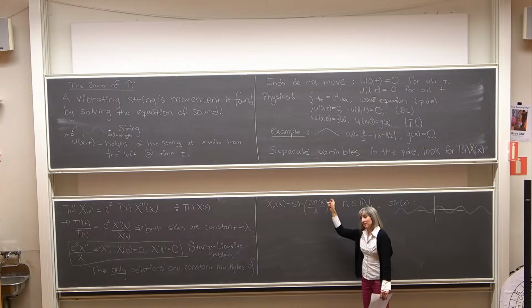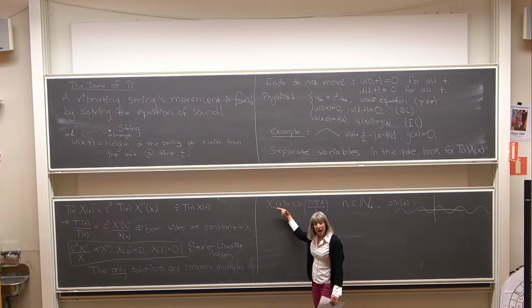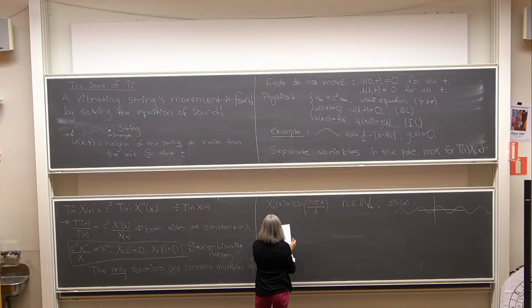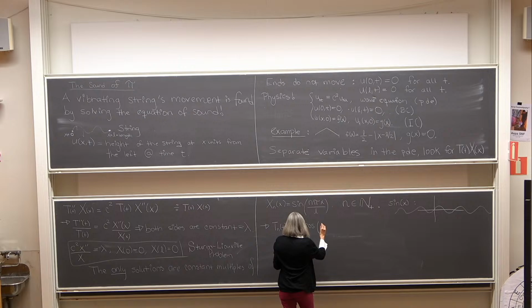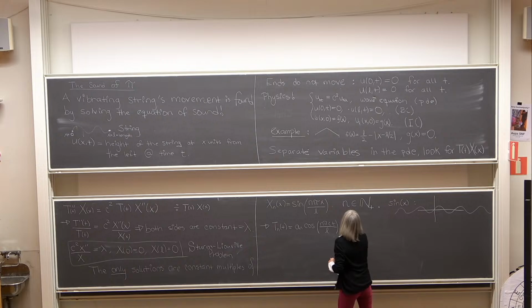So we actually find infinitely many of these position-dependent functions, and then we feed them back to tell us what the time-dependent functions are. And they are certain coefficients times cosine of almost the same stuff, but here the c, coming from the speed of the wave, goes inside.